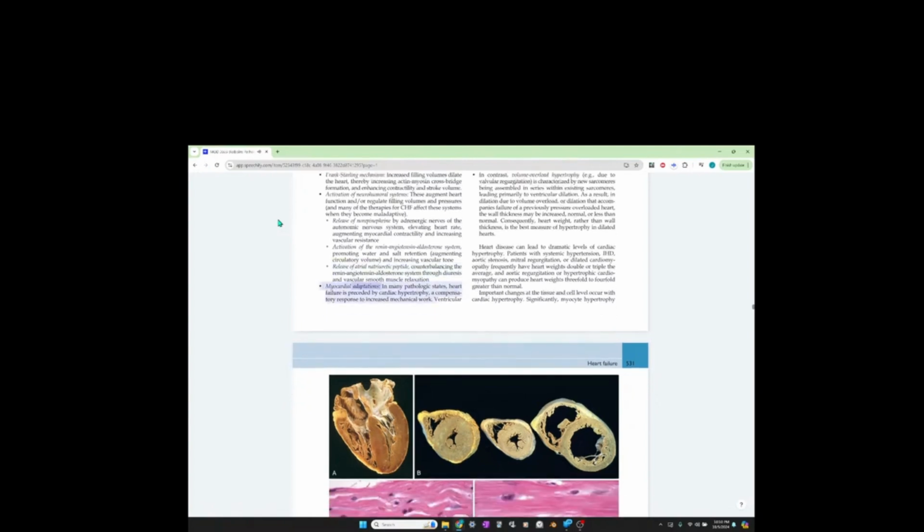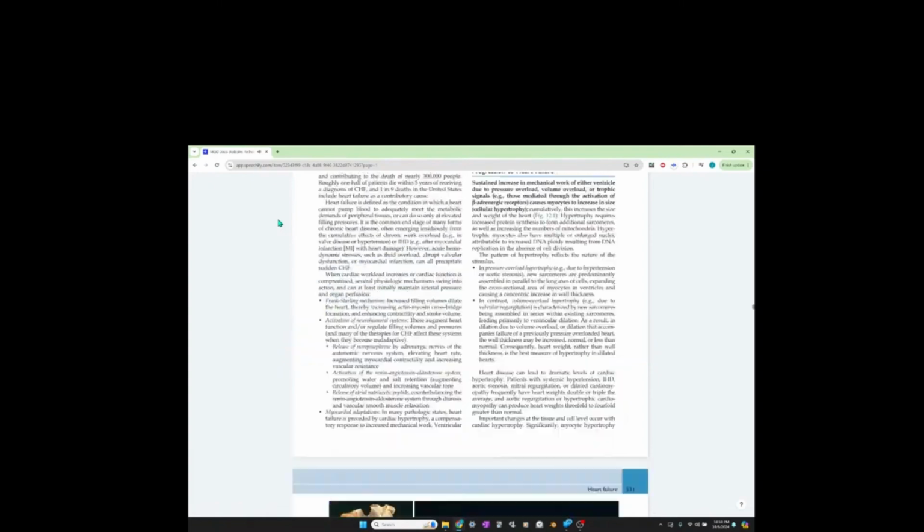Myocardial adaptations. In many pathologic states, heart failure is preceded by cardiac hypertrophy, a compensatory response to increased mechanical work. Ventricular remodeling is the general term applied to the collective molecular, cellular, and structural changes that occur in response to injury or altered ventricular loading. Although such adaptive mechanisms can potentially maintain adequate cardiac output in the face of acute perturbations, their capacity to do so may ultimately be overwhelmed.